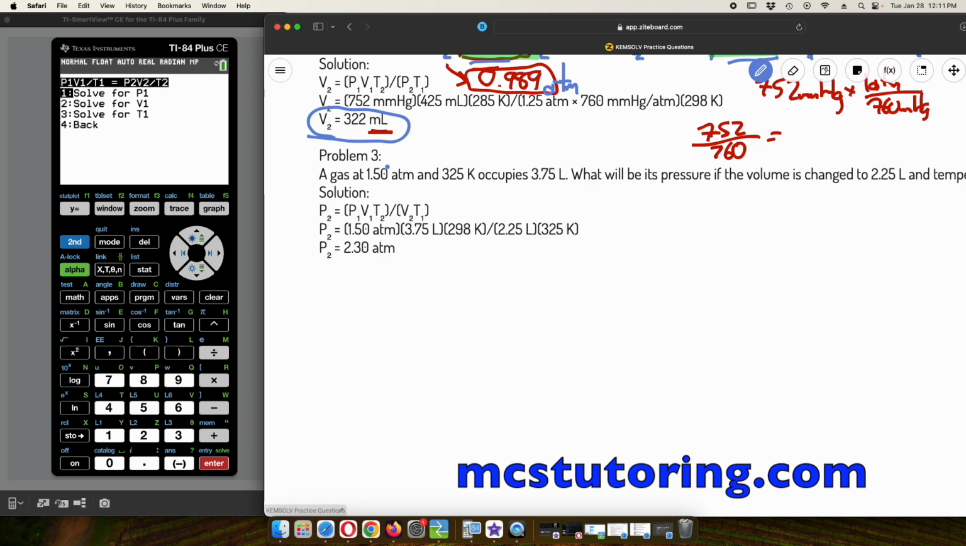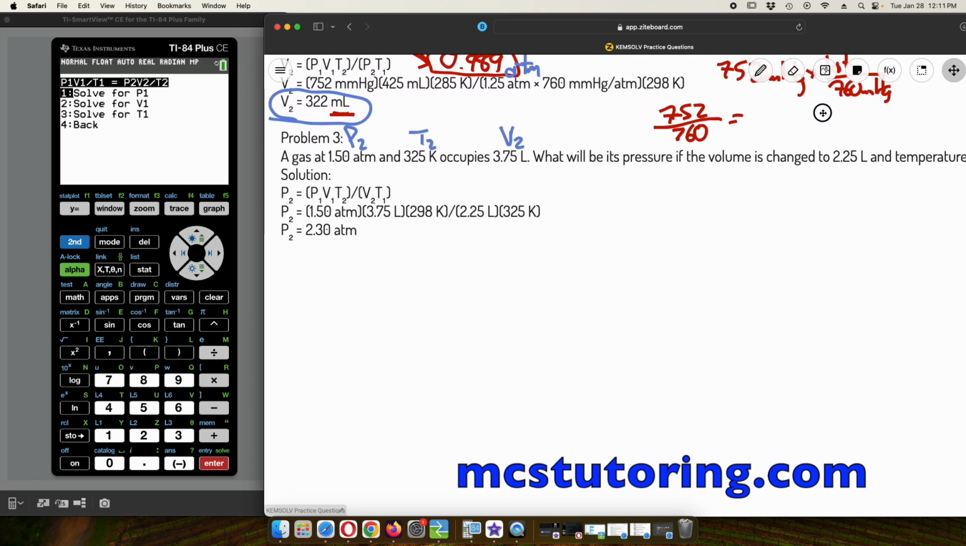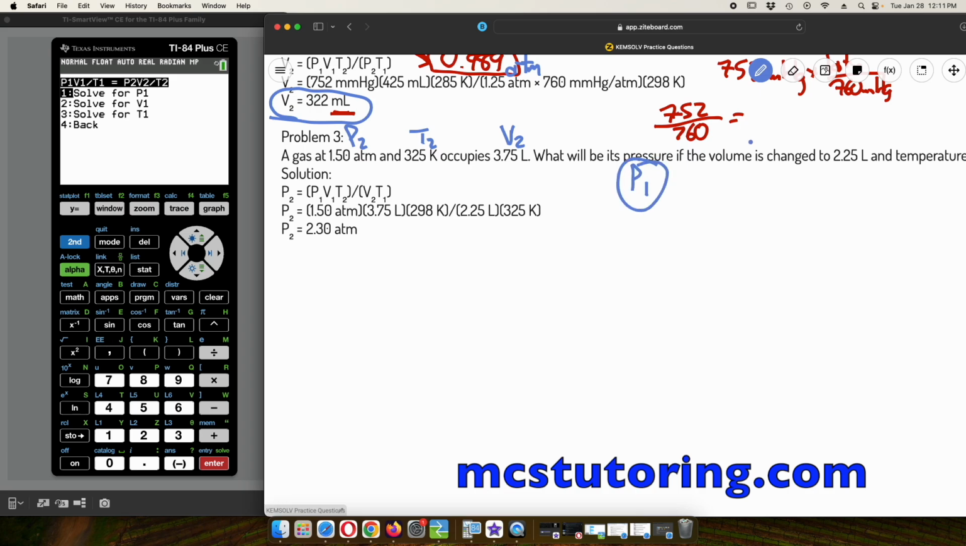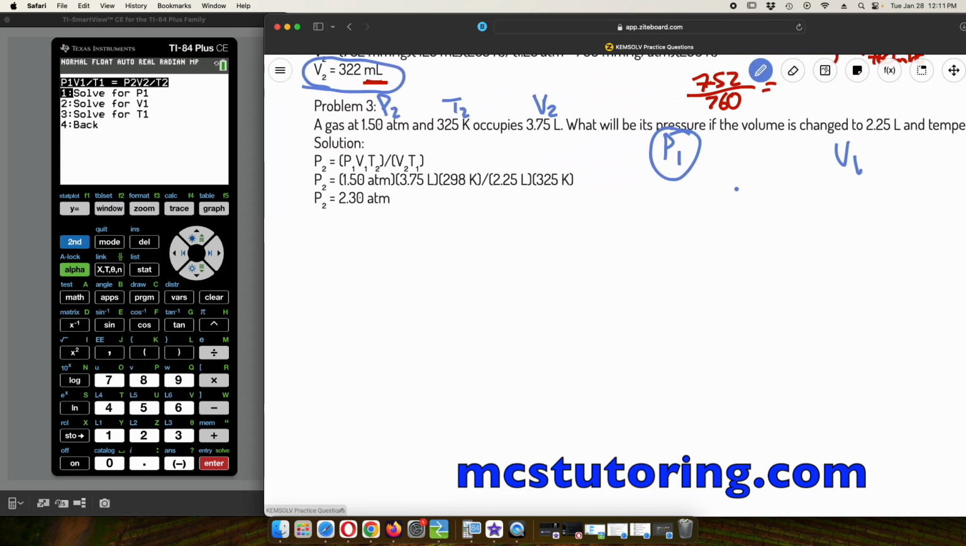Gas at 1.5 ATM. So we're going to solve, again, I'm going to call this P2, T2, and then V2, because we're going to solve for the ones. What will be its pressure? So what is P1? That is the unknown. Volume is changed to 2.25. So this is our V1. And temperature 298. So I'm just going to write 298 K, which is our T1.